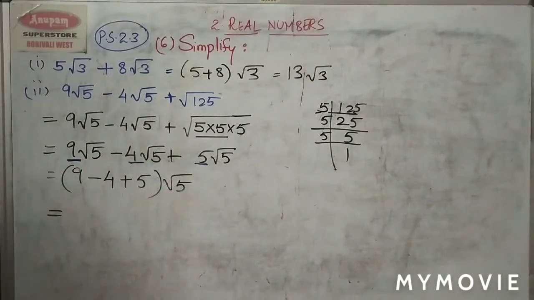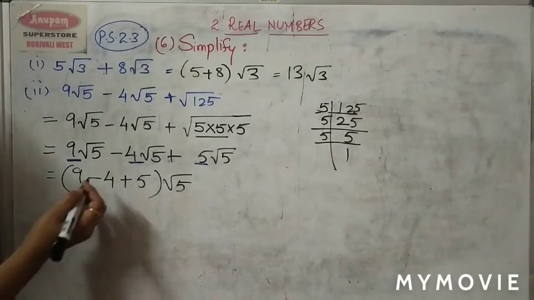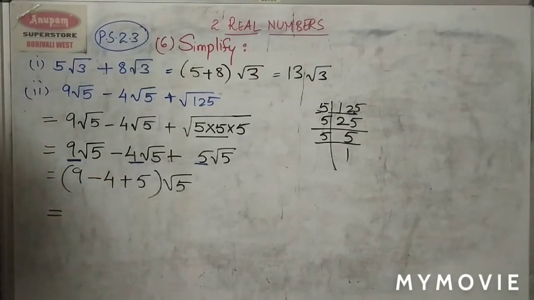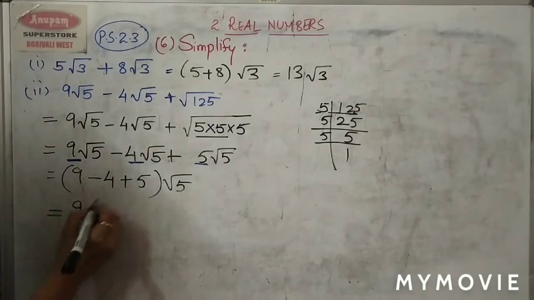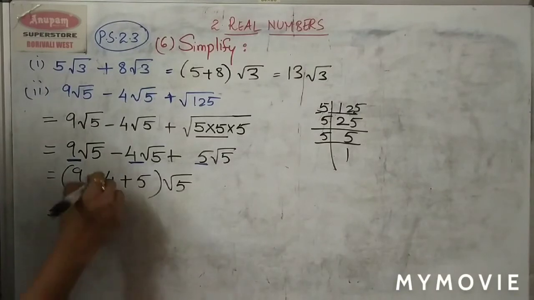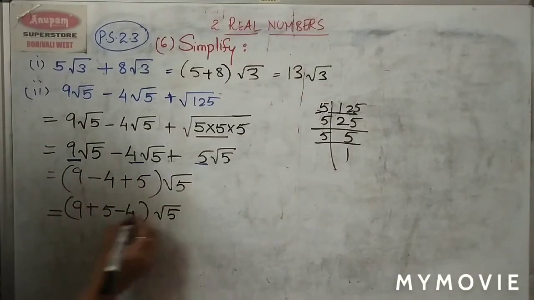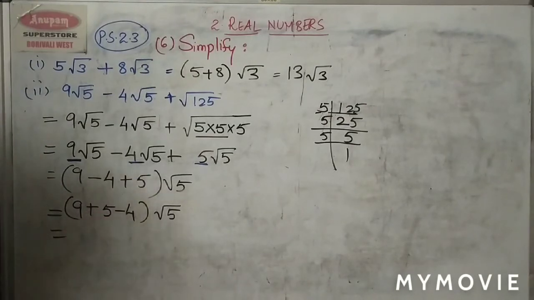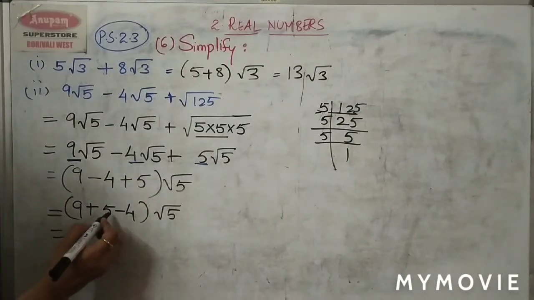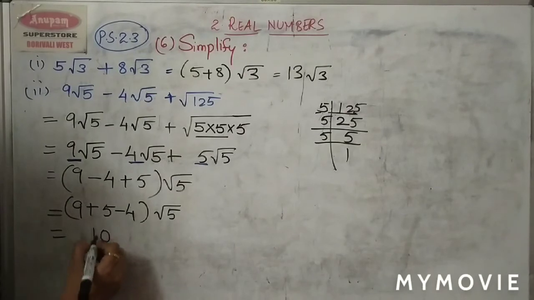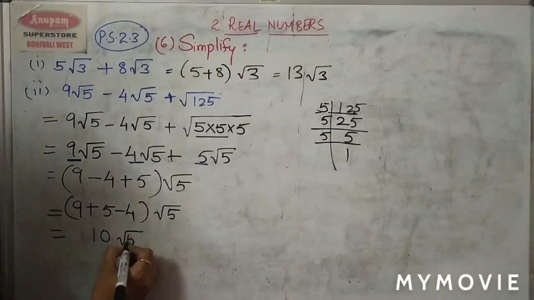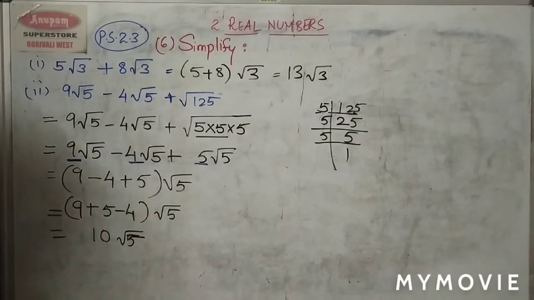Our BODMAS rule says that whenever you have subtraction and addition, then in that case you are going to add first and then subtract. So with 9 you will add first 5 and then you will subtract 4. This is going to be our order. And according to that, 9 plus 5 is going to be 14, and 14 minus 4 will be 10. So the answer is 10 root 5. This is our final answer.